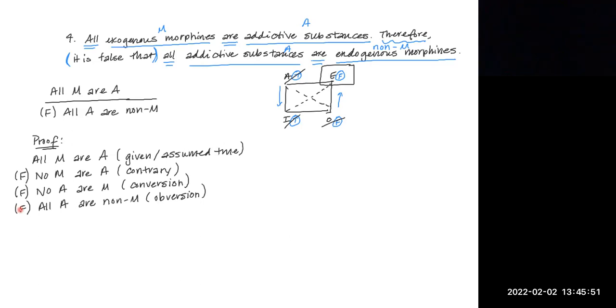Now, does it is false that all A are non-M look exactly like the conclusion? Yes. And if that's the case, if you've reached that point in your work, then you have successfully proven this argument.